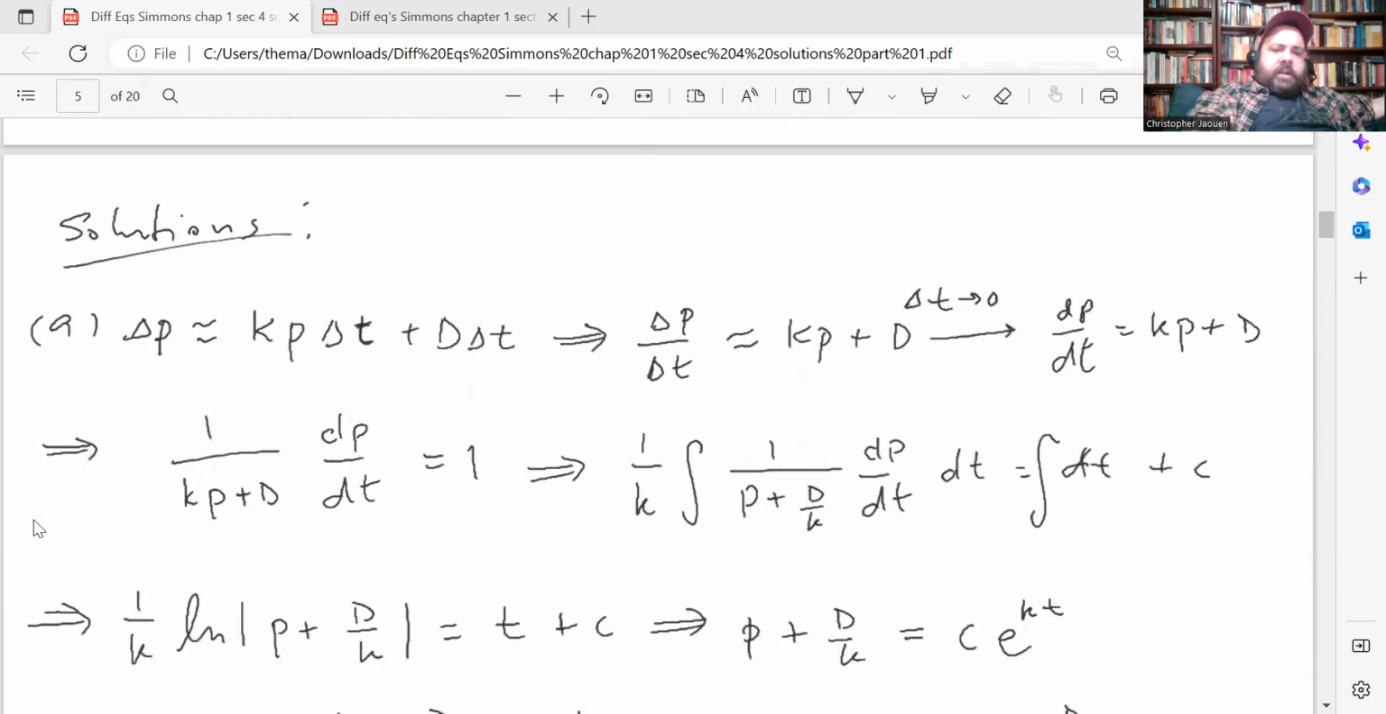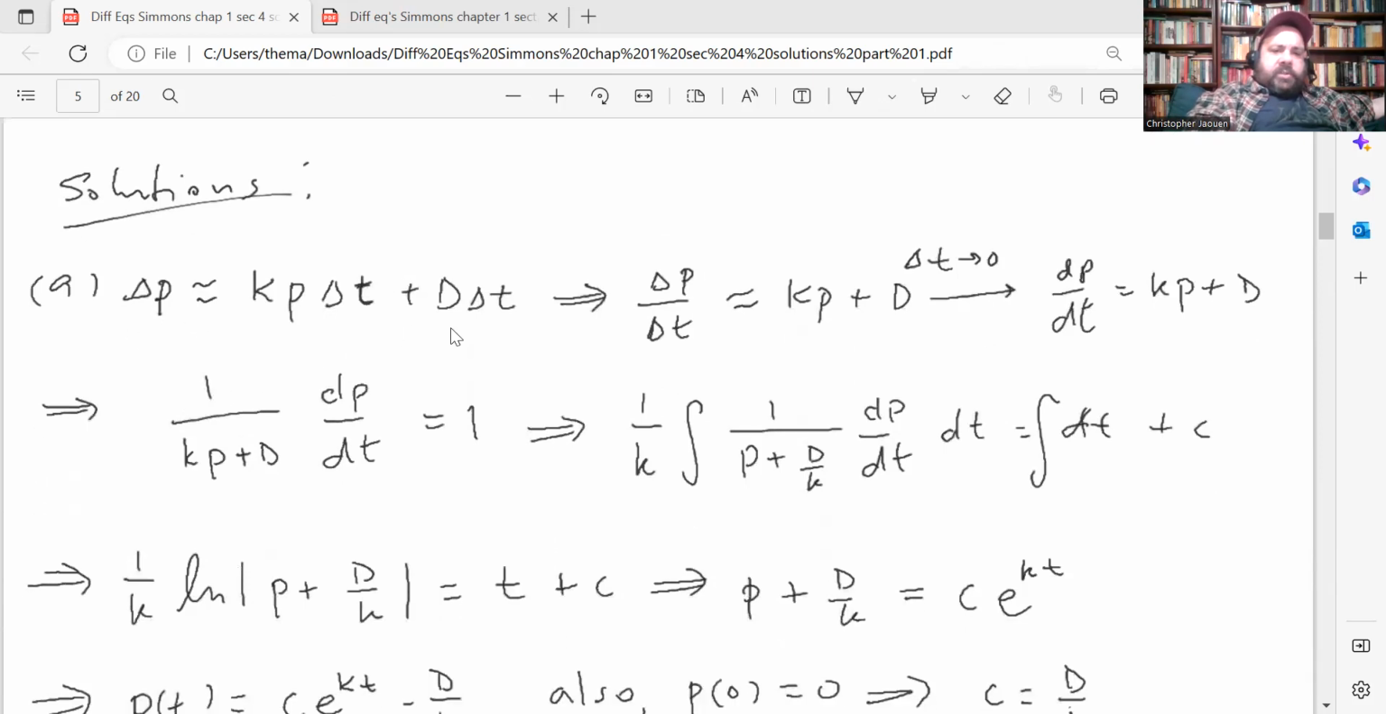So going down here, I just used sort of like the differential here. The change in P is approximately K times P delta T. That's because we're assuming that the interest is being compounded continuously, right? So this is sort of giving that the growth is exponential, right? Times D times delta T.